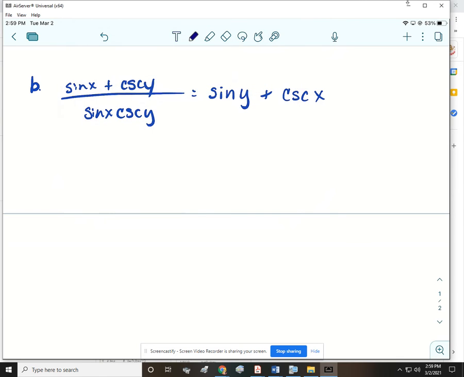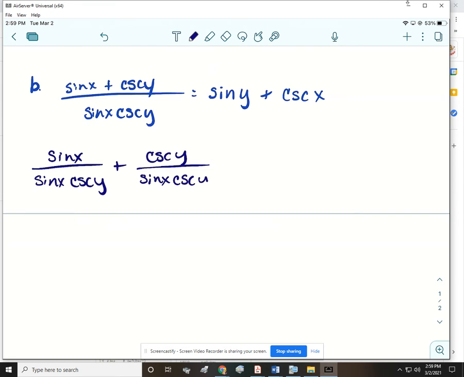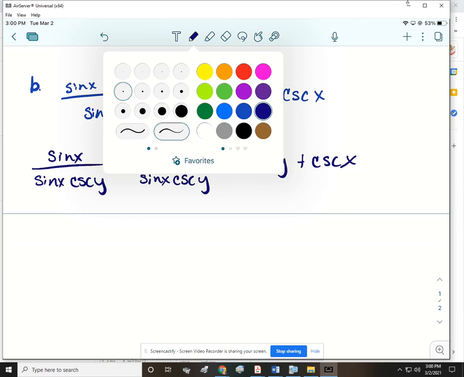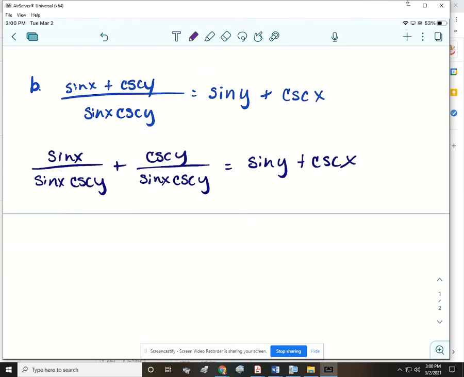Okay, so because I have multiple terms in the numerator, a single term in the denominator, I'm going to divide the fraction where I'll put sine of x over the whole denominator, and then I'll put cosecant of y over the whole denominator. And this is perfectly acceptable to do because if I added those, it would give me back what I started with. So they are congruent statements. We can separate the fraction like that.